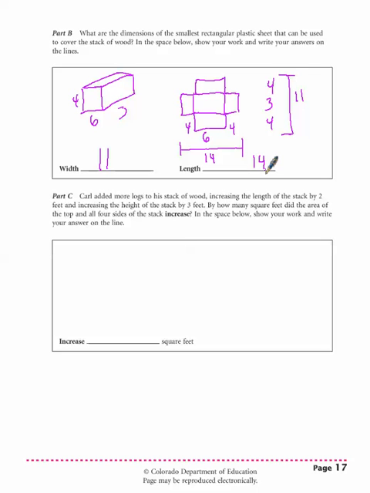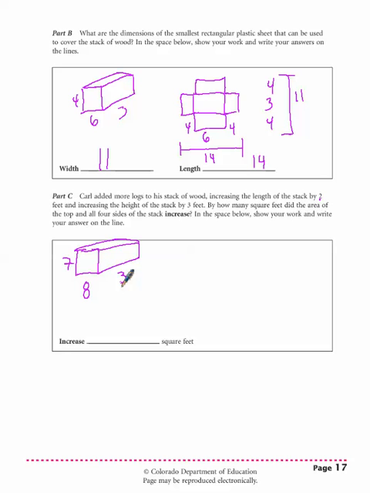Part C: Carl added more logs to the stack, increasing the length. Sounds like another time for drawing. I realize I'm dangerously close to going out of the box. All right, so it says that the length increased by 2 feet. So now we have 8. And increase the height by 3 feet, so that's 7 feet. This is still 3 feet. I know my drawing isn't to scale, we'll survive.